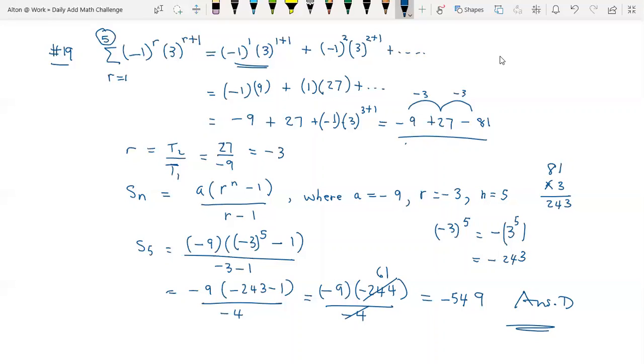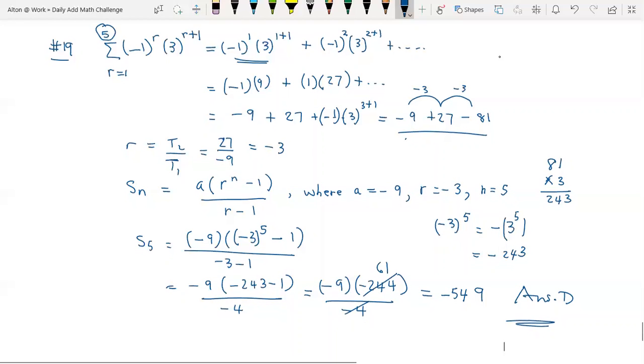And that brings us to the end of our discussion of our... No, there's one more. There's one more. Question number 20. The sum of the odd integers between 10 and 50. Let's do that. There's one more.